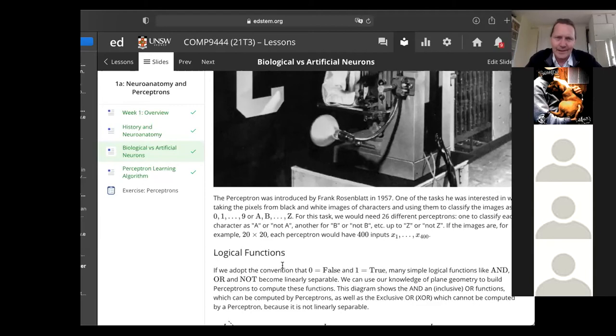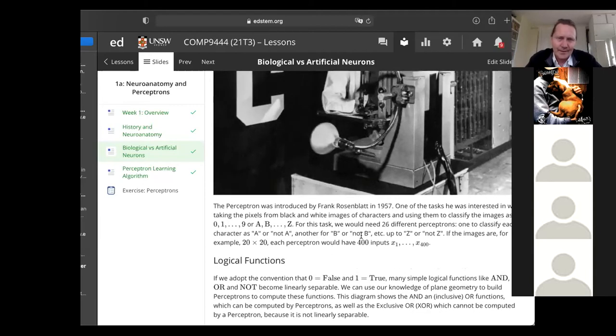So in this case, there'd be 26 classes in the overall task, but each individual perceptron is just separating two classes. Yeah, good question.